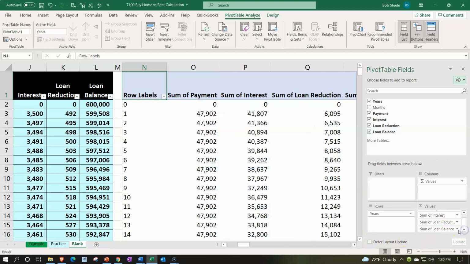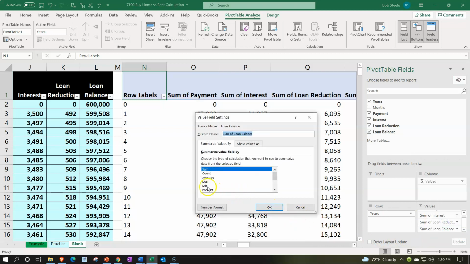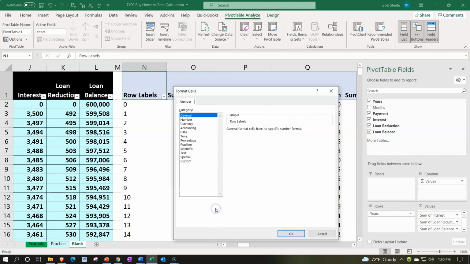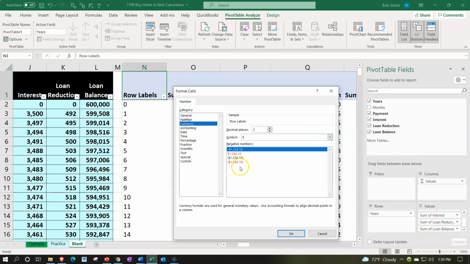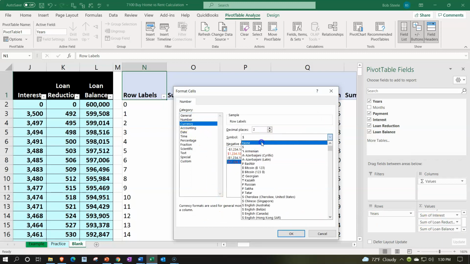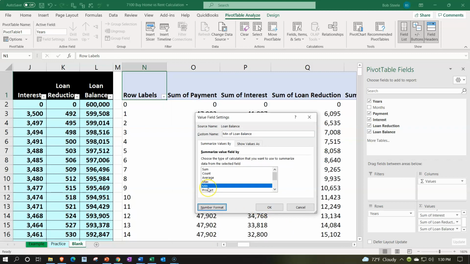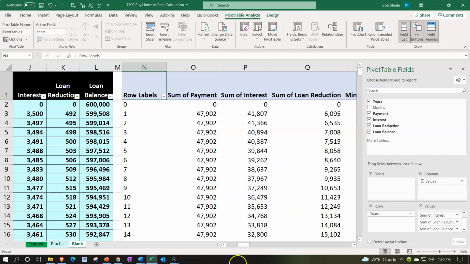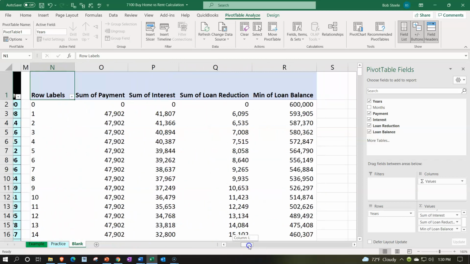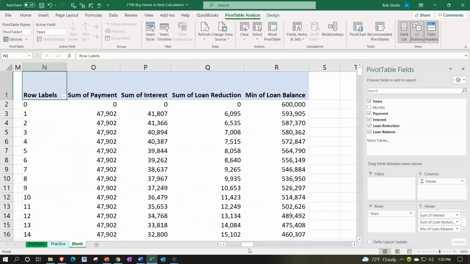And then lastly, we've got the loan balance. We want to have the minimum balance, format the cells, currency, brackets, no dollar sign, no decimals. I made more decimals, okay. Remember that minimum balance is different than what we've done so far. We're not summing, we want the minimum loan balance to give us the lowest loan balance, which will be the balance at the end of the period, which in this case is the end of the year. So there we have it.